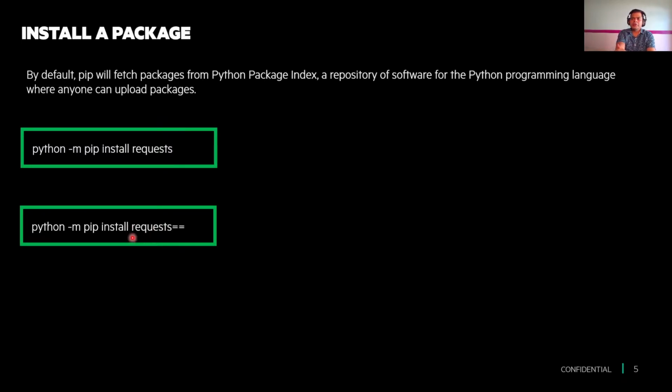Another variant: as we saw, maybe we have different versions and we don't want the latest, we want an older version or maybe any specific version. In that case, by just using equal to and then giving the version number, we'll be able to install the specific version.